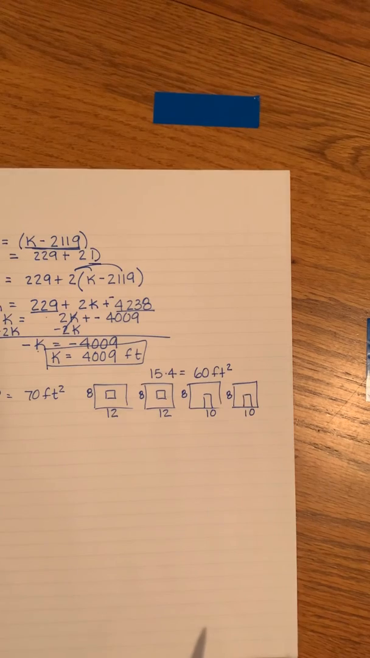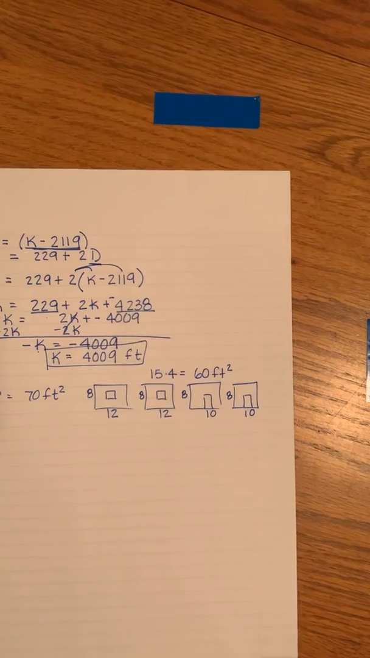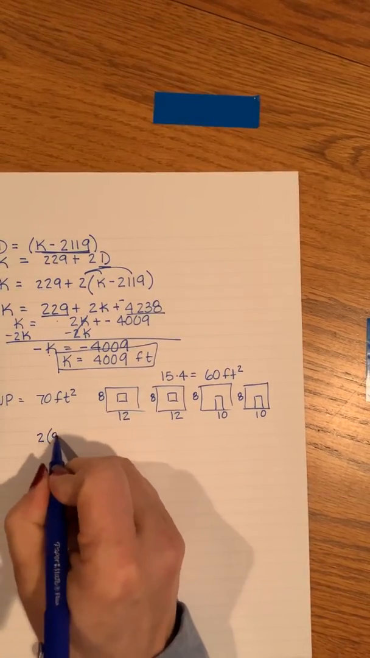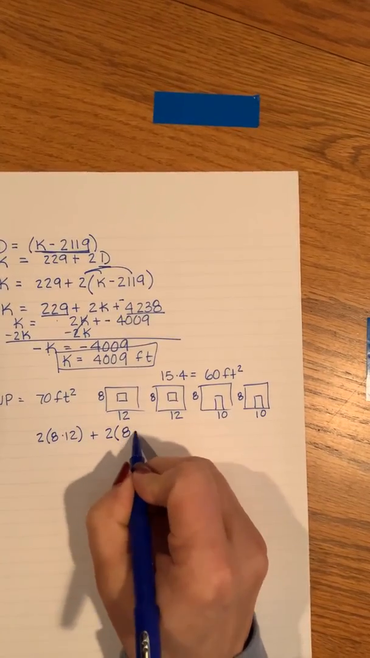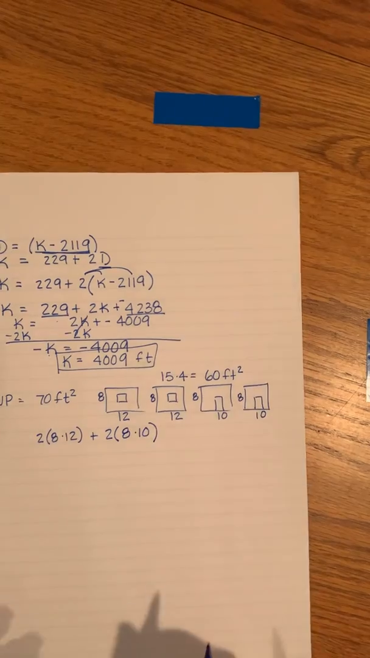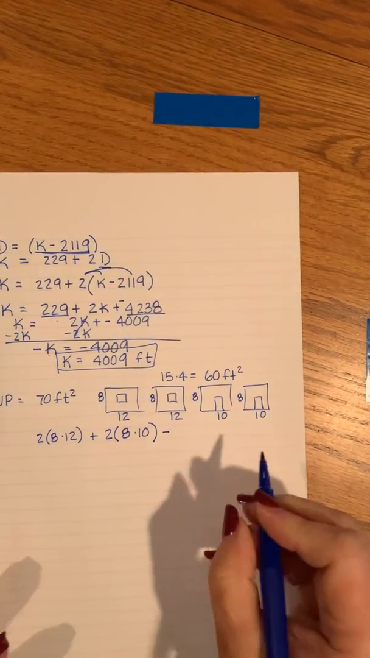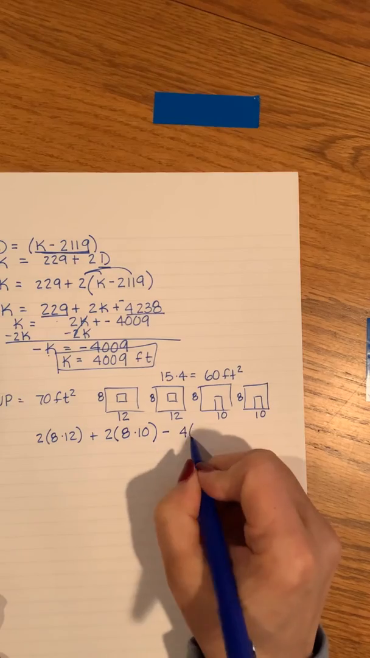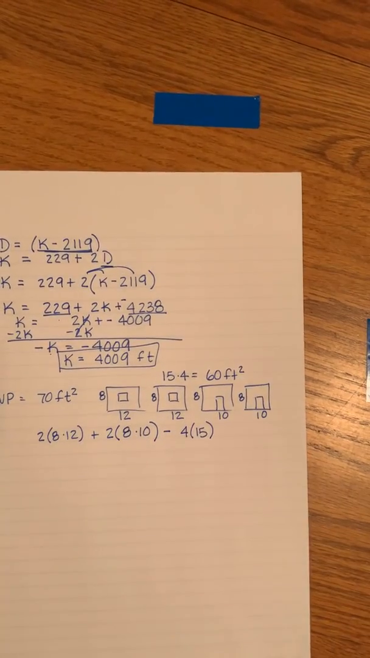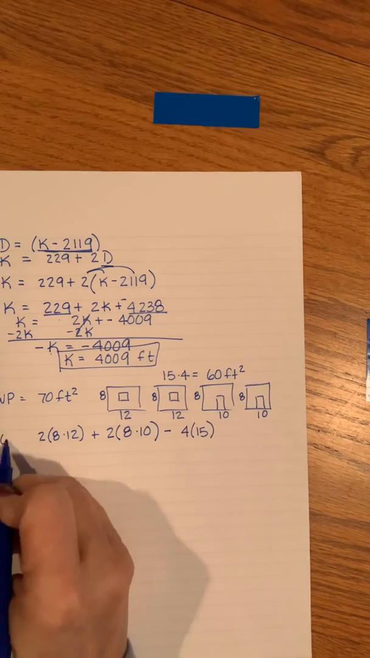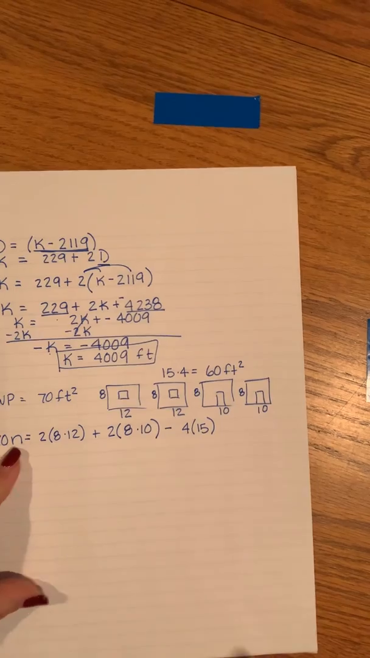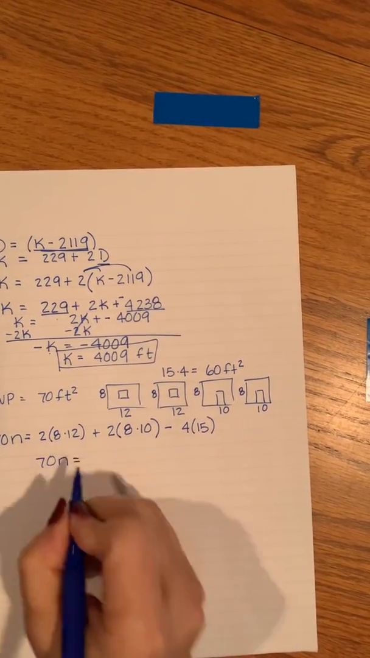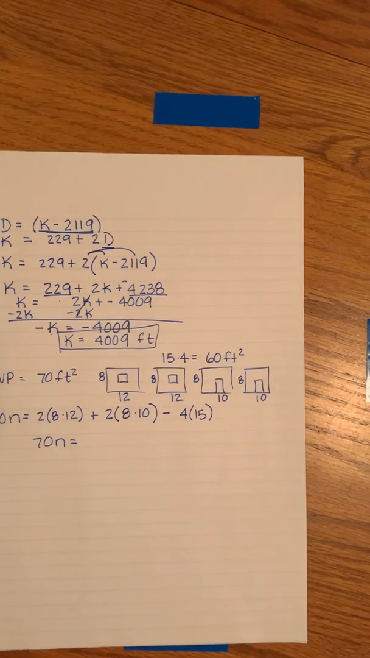So first I have to figure out the area for each one if I'm going to cover them. So I have 2 of them that are 8 by 12. I have 2 of them that are 8 by 10. And then I have to minus, if you want to show, the 4 doors and windows. And that's going to give me 70 times the number of wallpaper I need. So I solve everything over on the other side.